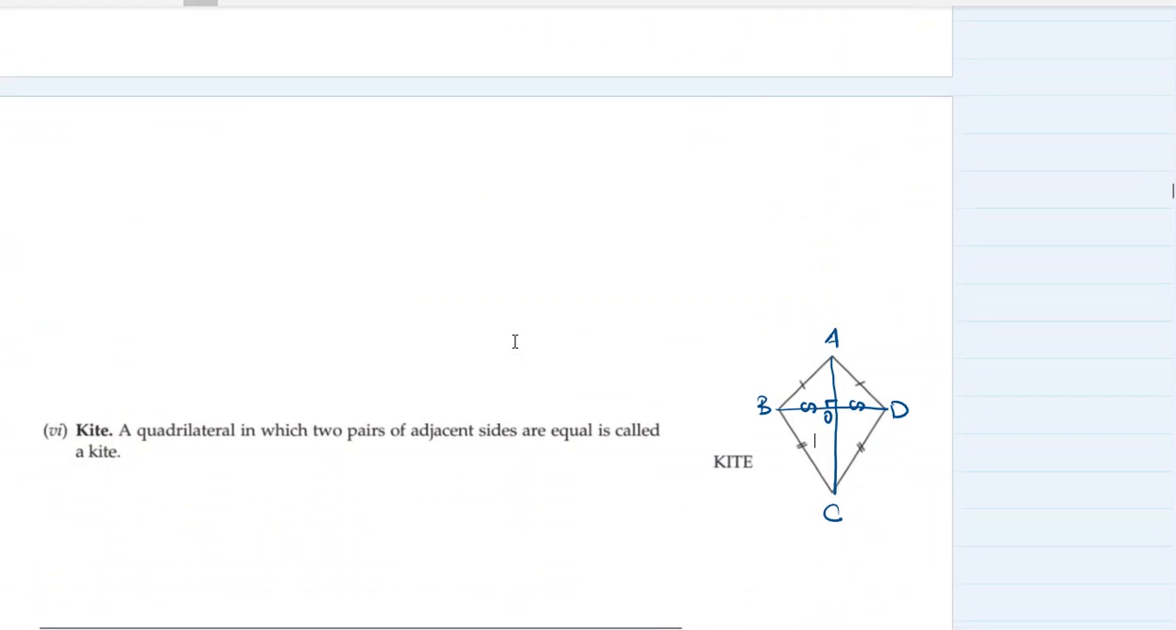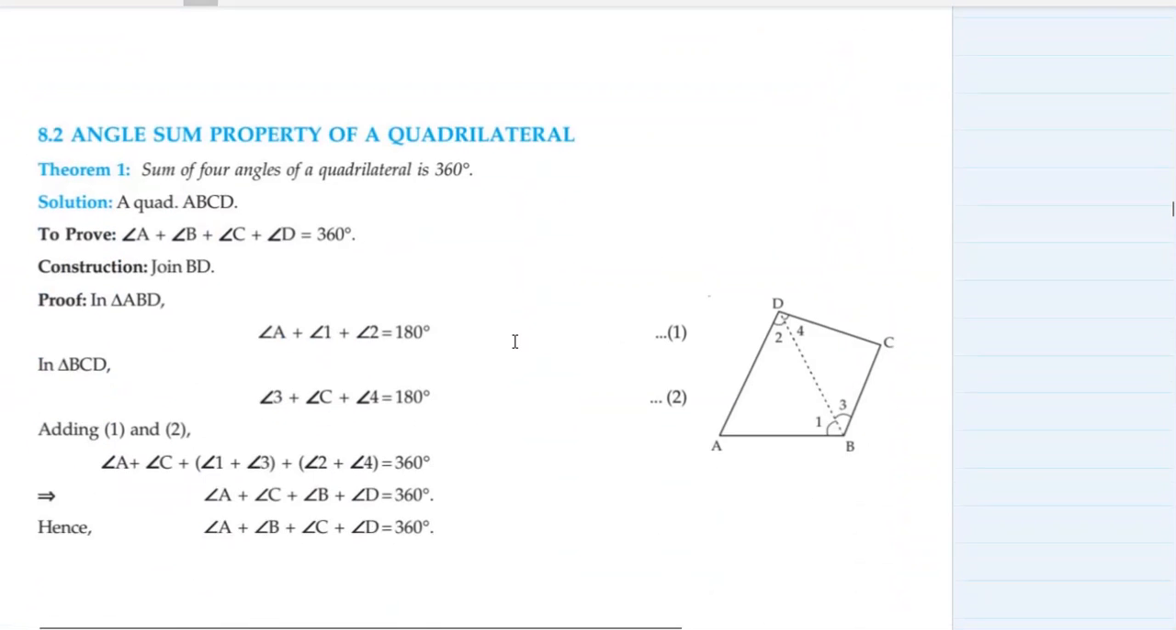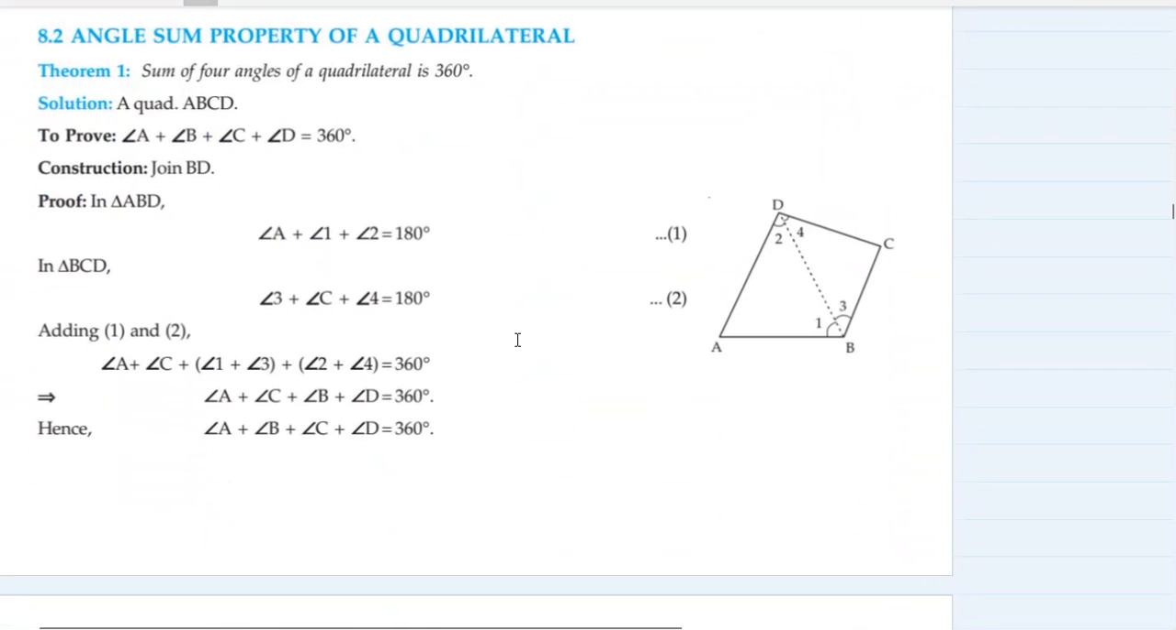तो काइट की प्रॉपर्टीज इतनी इंपॉर्टेंट नहीं हैं, बट देयर आर 6 quadrilaterals which we have studied in detail with their properties. Okay, so I hope that you have noted it down. The next theorem you can say is the angle sum property of a quadrilateral. It says that sum of four angles of a quadrilateral is 360 degree.